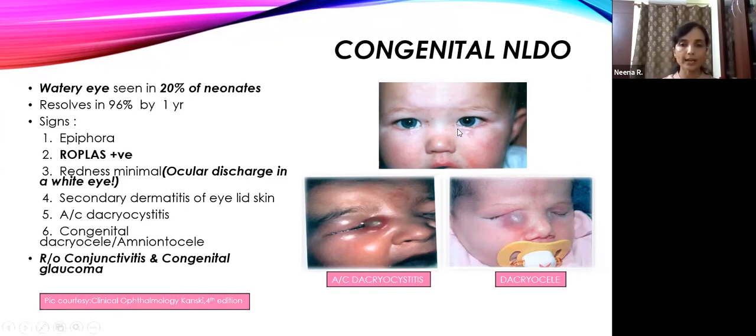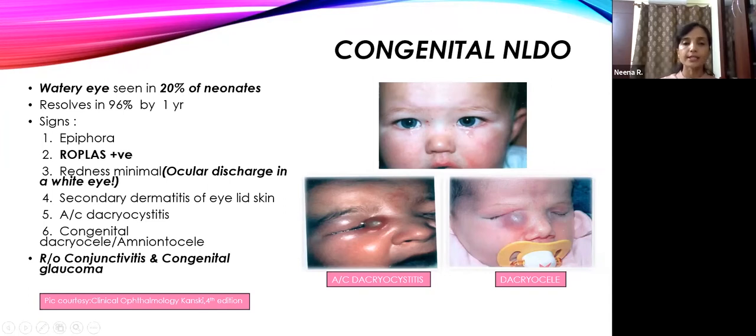So in long-standing cases, you will have secondary dermatitis of the eye, and in some cases, it may exacerbate and become acute dacryocystitis, which is an emergency, which needs IV antibiotics, and sometimes you may have to drain the abscess. Chronic cases also may present with localized swelling known as dacryocele, or sometimes it may be present at birth itself, when it is called an amniotocele. So the good thing about congenital NLD obstruction is that most of them will resolve by 1 year by themselves. So no aggressive management is required unless it is in this condition.